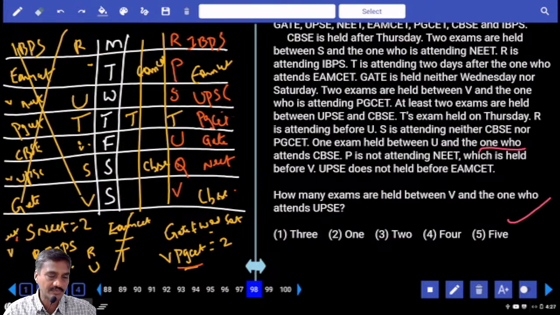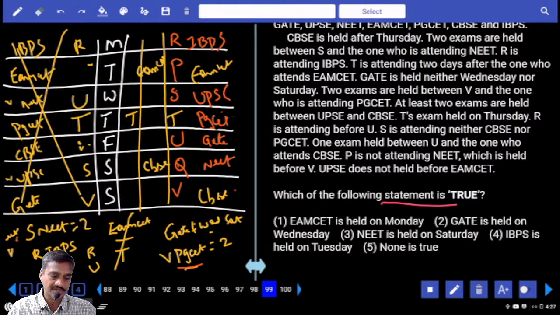Choice 3 for 97. 98. How many examinations are held between V and UPSC? Now, in between V and UPSC, how many are there? There are exactly 3. Now, 3, choice for 98. 99. Which of the following statements is true? MSET is held on Monday, that is false. GATE is held on Wednesday, that is again false. NEET is held on Saturday, that is definitely true. Choice 3, question number 99.